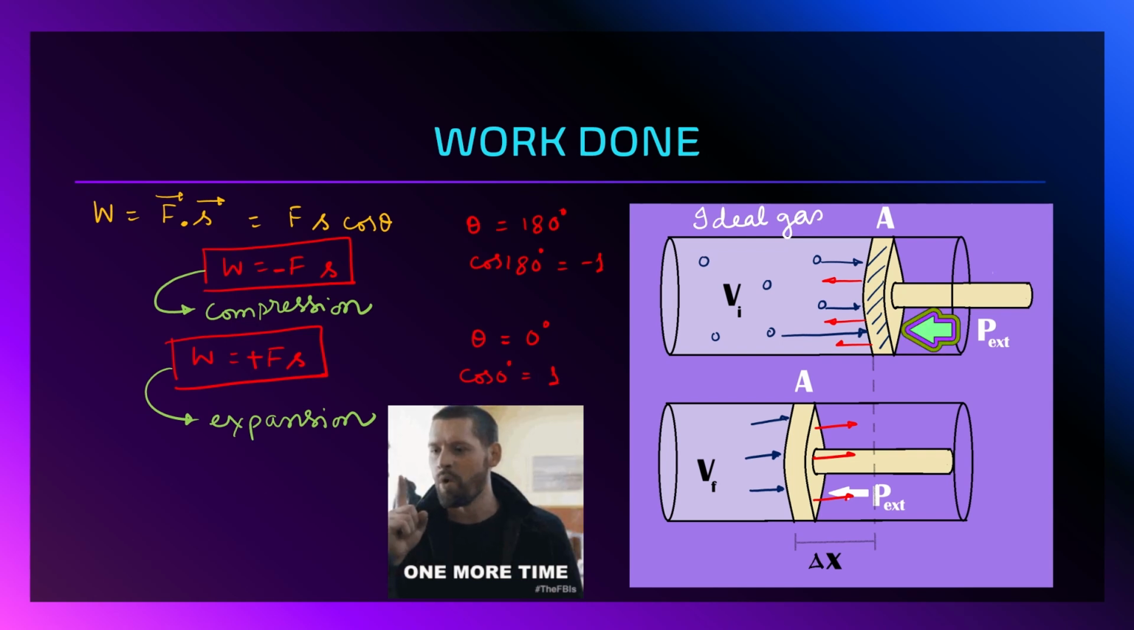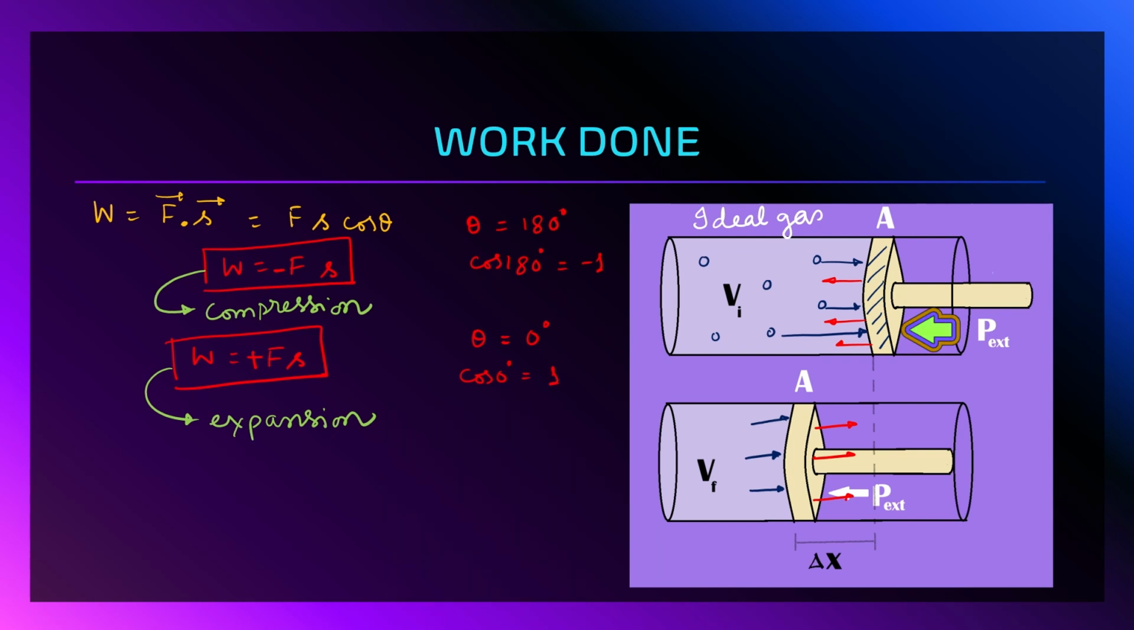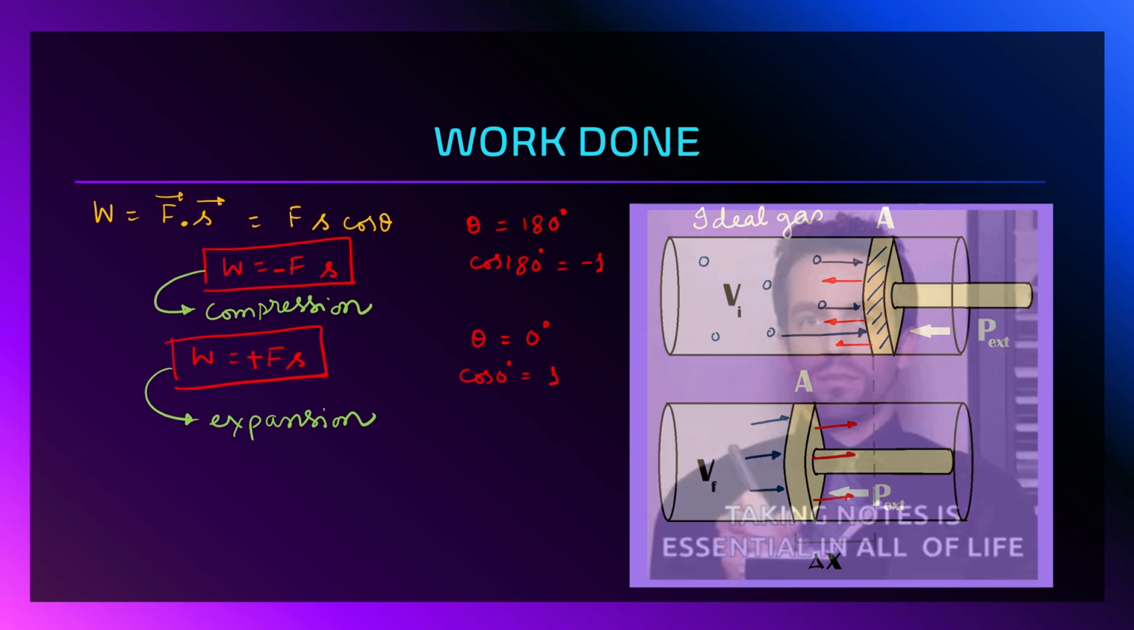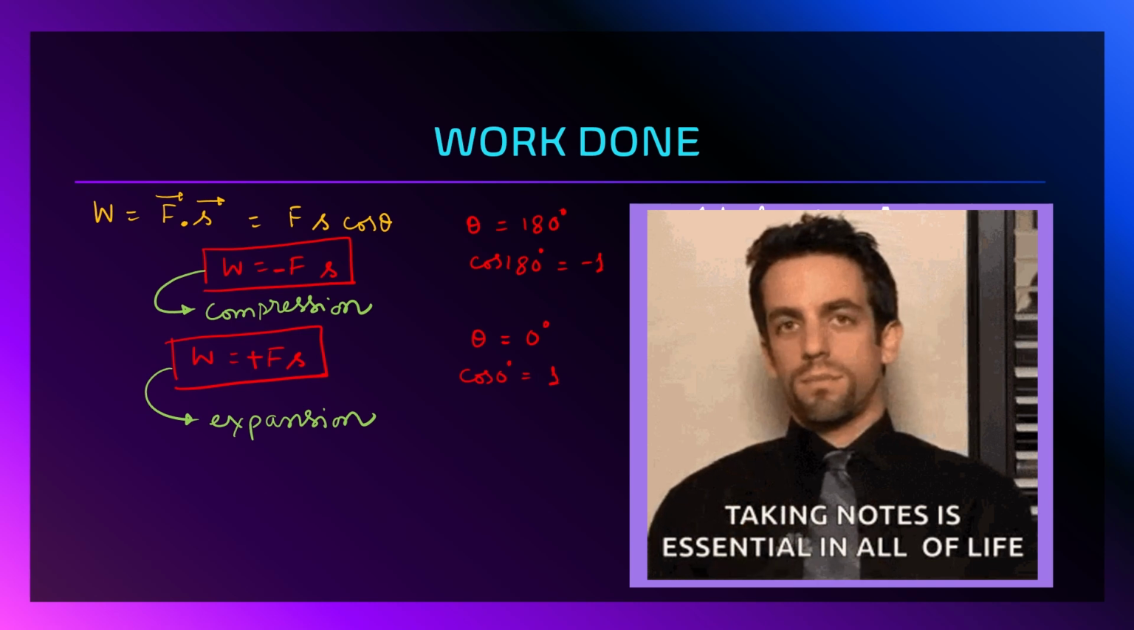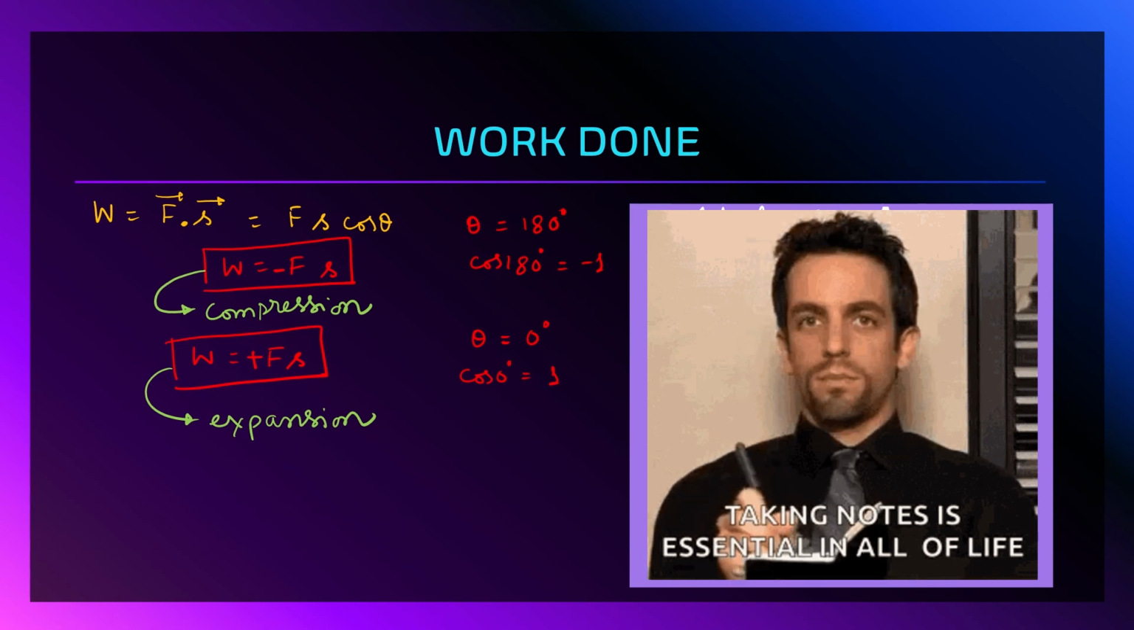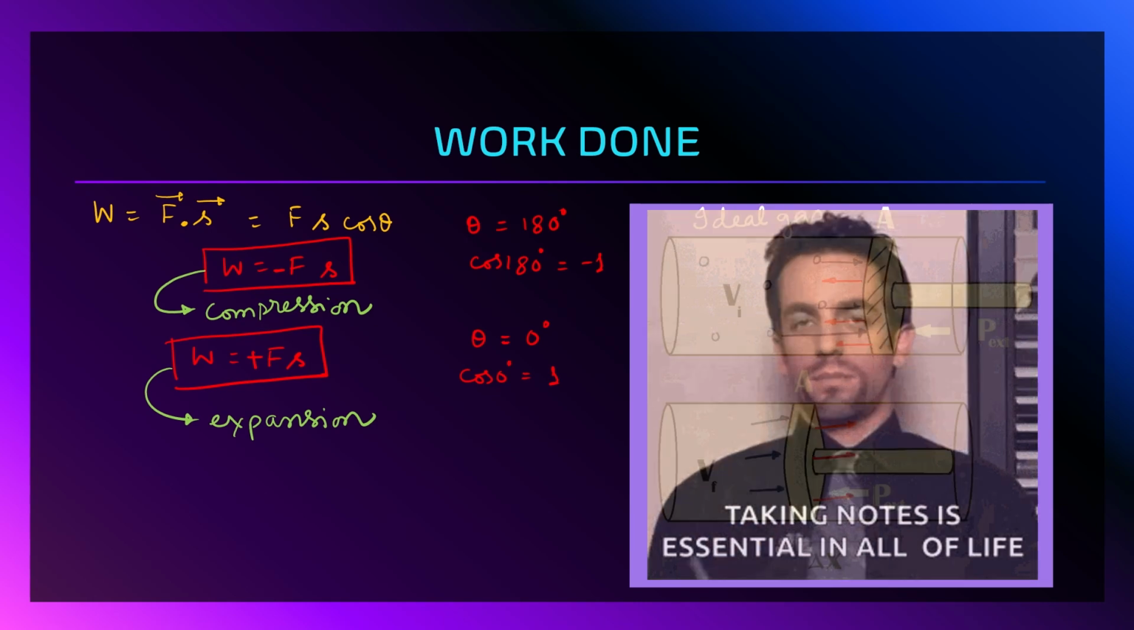When you apply an external force, gas gets compressed, the work done will be negative. When the gas applies force and the piston moves in the direction of the force, then it leads to expansion, work done is positive. Remember, both expressions are same. Fs in both cases, but the sign is different. Compression, negative work done. Expansion, positive work done.